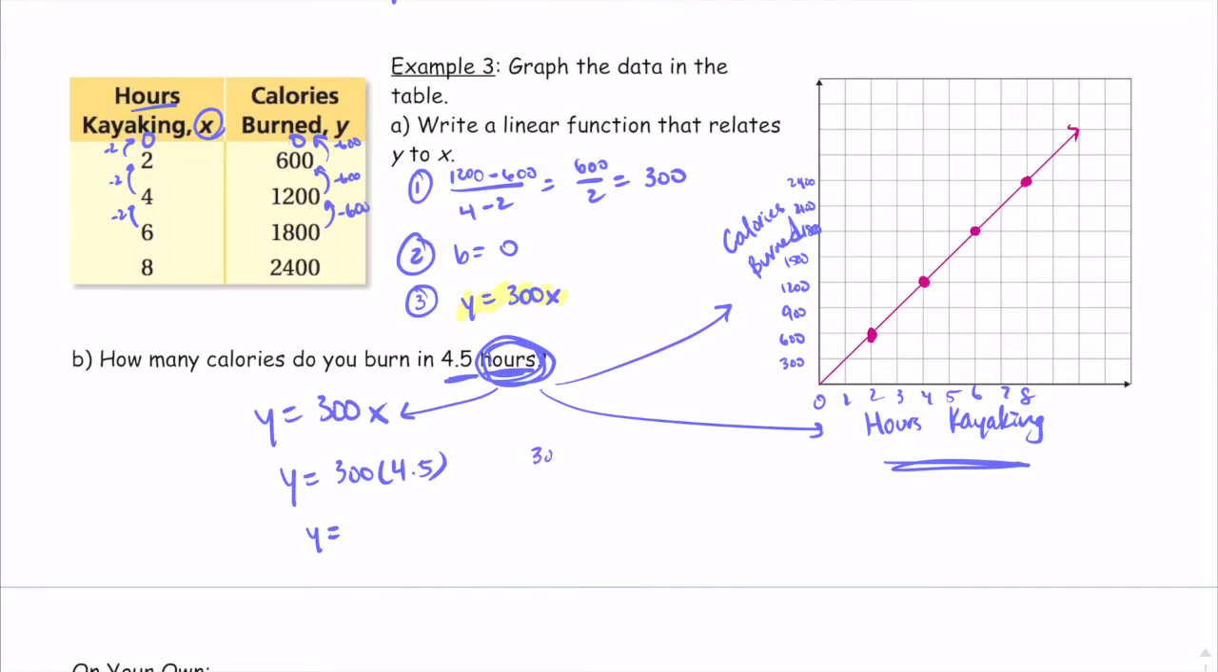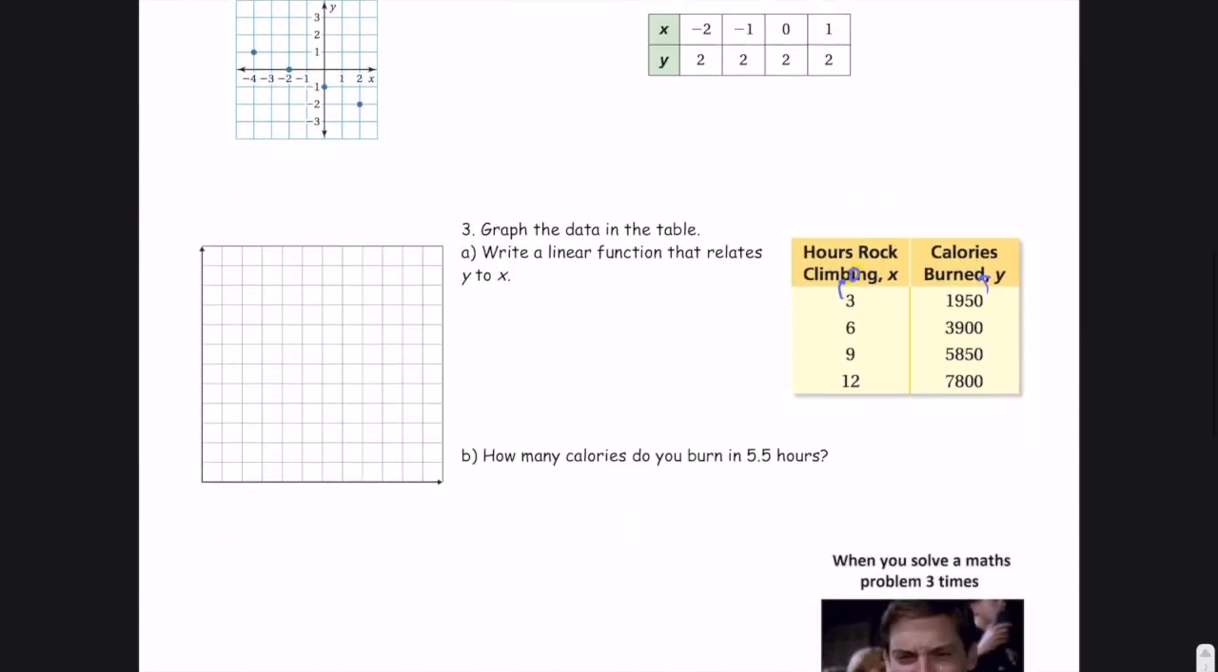Quick way to do this is like 300 times 4, right? Which is pretty simple. Plus 300 times 0.5. Well, you're multiplying by half, which is 150, right? Half of 300 is 150. You could add these two up and you get 1350 calories. All right. So just be careful with what units you're plugging them into, because if it said how many hours does it take for you to burn like 3,000 calories, you'd plug in 3,000 for y and you would solve for x, right? So just be very careful with what you're doing here.